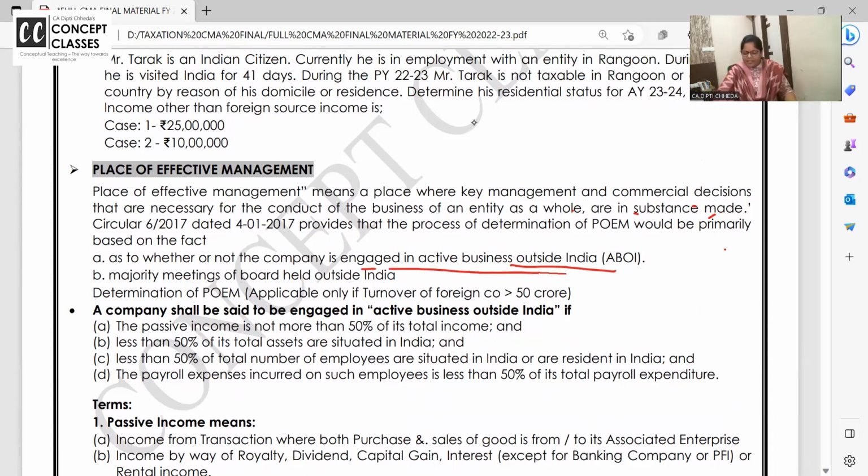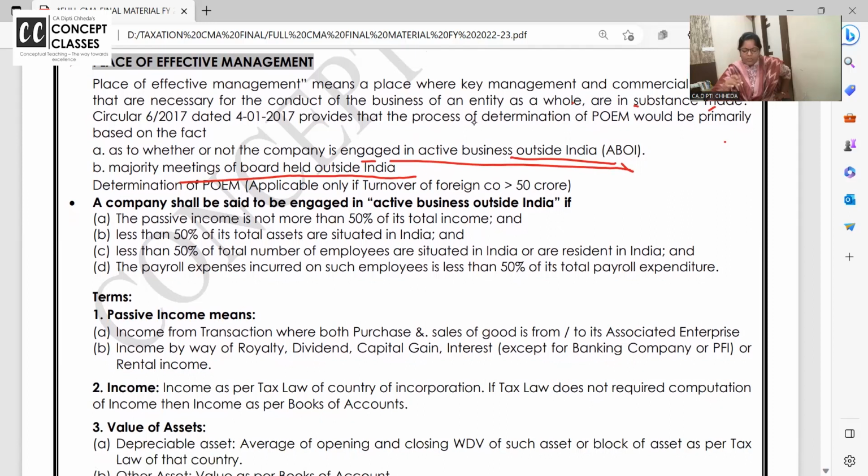So if active business is outside India and the majority of board meetings are outside India, then the foreign company's POEM is outside India. And if POEM is outside India, it is said to be what? Non-resident. Okay, but these POEM rules which I am teaching now, these two-way rules, are applicable only to foreign companies having turnover above 50 crores. A small foreign company, even if it is NRI-owned only, makes no difference. For these, the company shall be engaged in active business outside India.